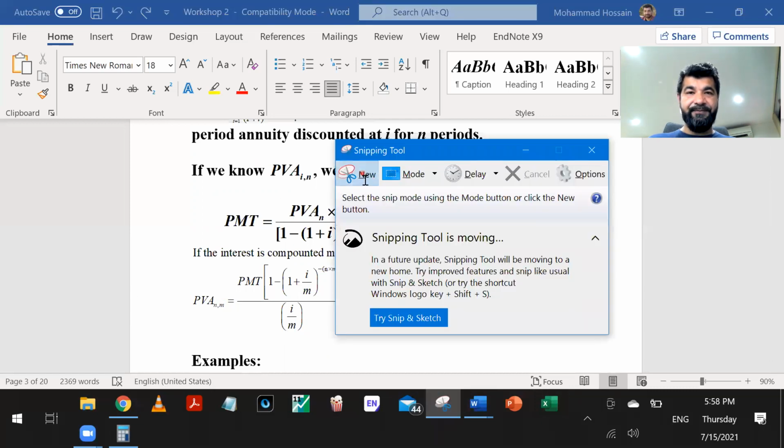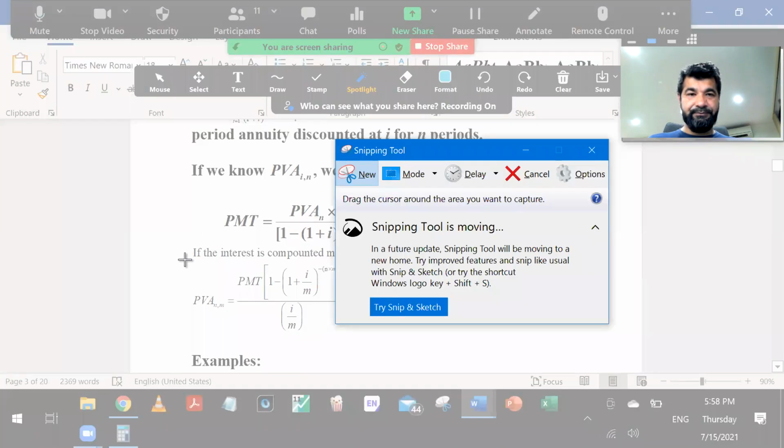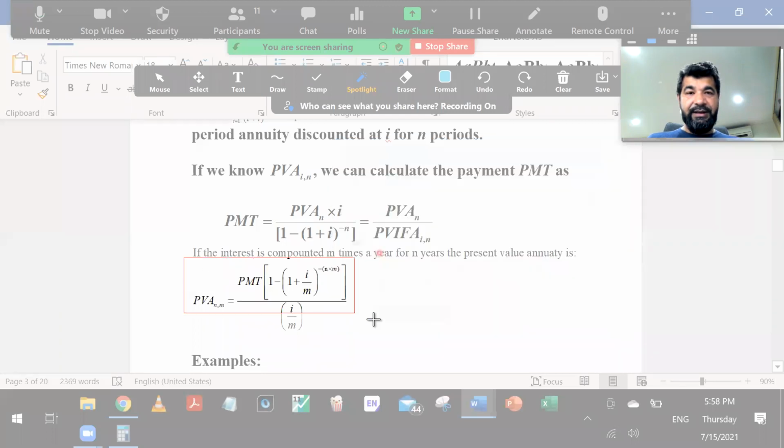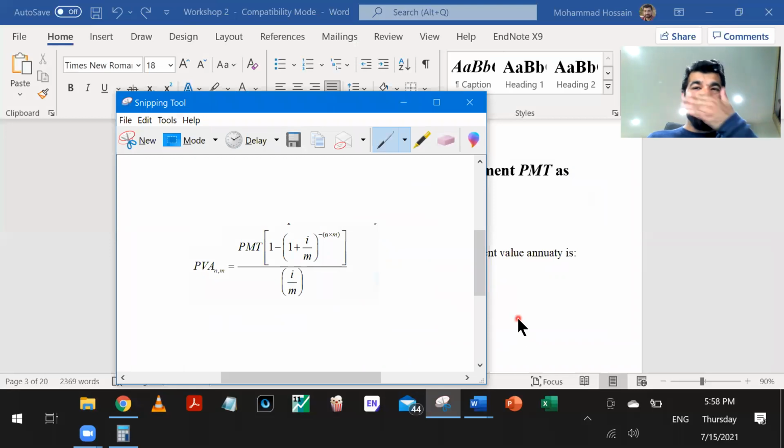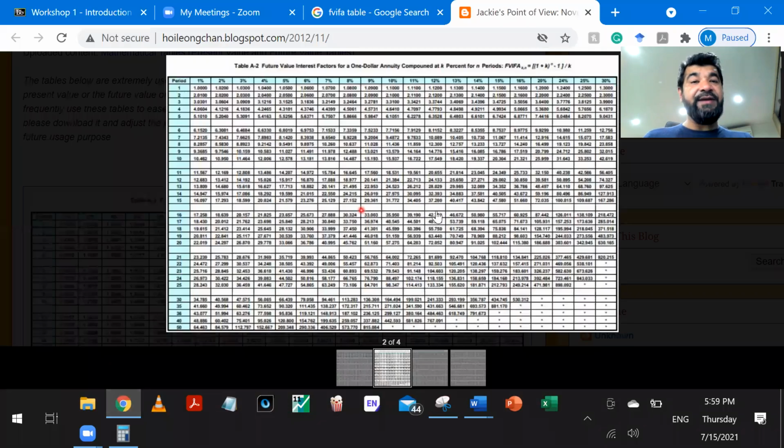So how do we access the table? Just now I did it on Google: I searched present value, future value interest annuity. You just type it in Google and you will find it. So in the test, can we use it? In the test, I think if they want you to use the table, they will give you the table. We don't expect you to remember these numbers, of course not.